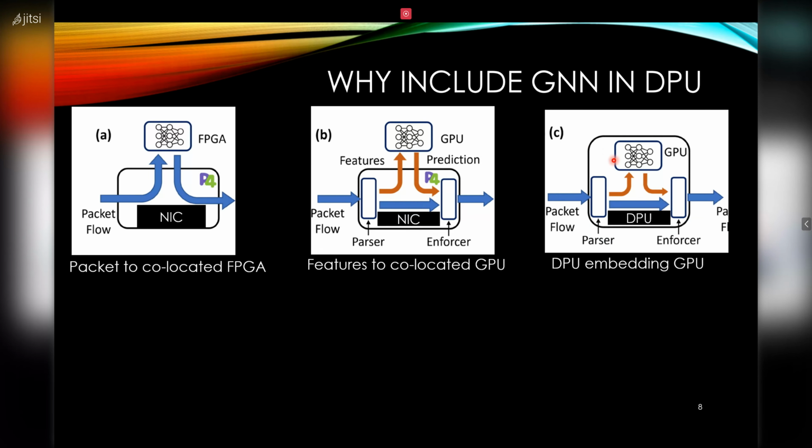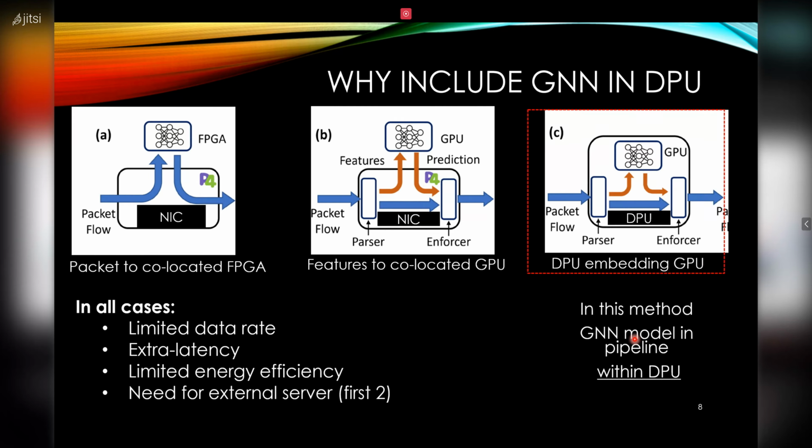This is our approach, where we have a system on chip. We parse the packets, and then we have a GPU inside it, which is connected by an NVLink connection between the NIC and the GPU. We parse it, and then we enforce our policies and forward this packet.